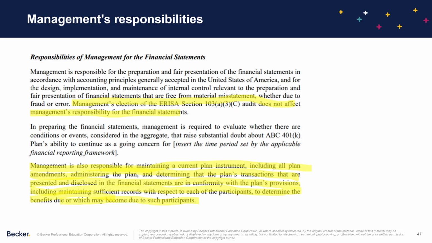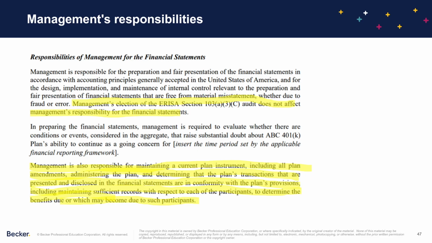So if you look at the first section, management is responsible for preparation and fair presentation, as well as design, implementation, and maintenance of internal controls. They add a sentence in that first paragraph that says management's election of ERISA Section 103(a)(3)(C) does not affect management's responsibilities for the financial statements. So even though you're doing that, you do not get away. You still have all the same requirements that you had before. And so they make that just a little bit more clear.